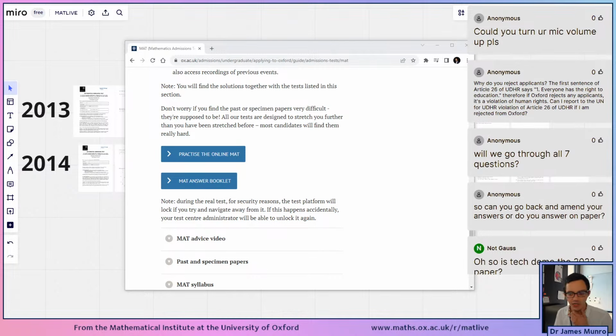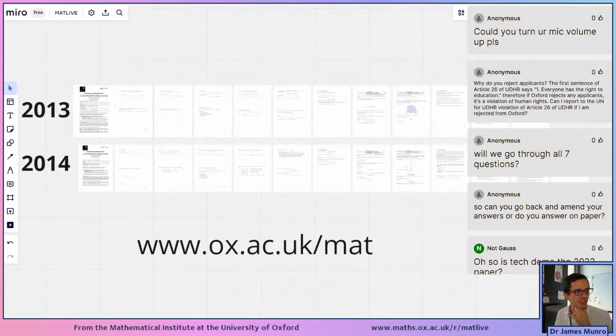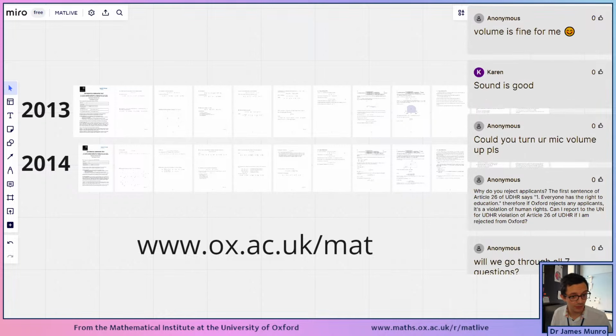Second opinion. We're going to go through some of the MAT questions today. Probably not all 7 of them. We've got a voting system for who to pick. I've thought about this. United Nations doesn't say that everyone gets to choose where they study. So unfortunately, we can't all go to Oxford.